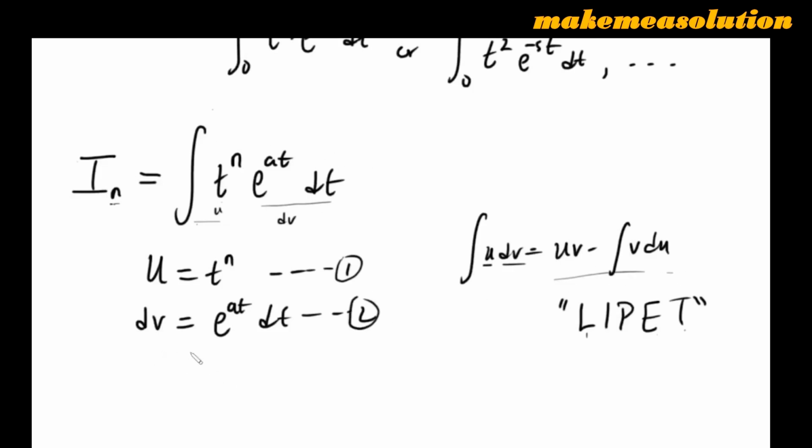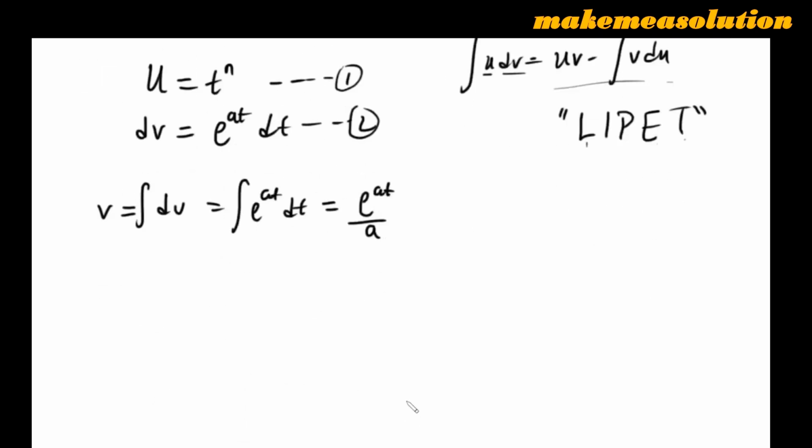So from the second equation, let me get what v is. If you want to get v, you can integrate dv. So v is the integral of dv, which is the integral of exponential at dt. Now, when you're carrying this kind of integration using integration by parts, you don't usually put the constant of integration in till you're done with everything. So the integral of exponential at will be exponential at over a. Remember, okay? So this is the value of v.